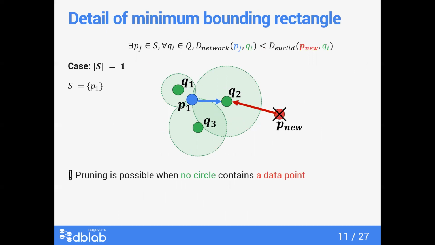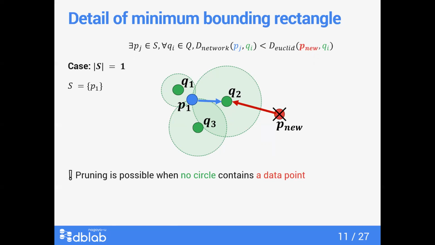Combining the equation I showed with a diagram, we can create green circles from the blue skyline points and the green query points. We can determine that a point is a skyline point if it is included in one of the circles, and also not a skyline point if it is not included in any circles. In this example, the red point is not included in any circles, so it cannot be a skyline point.